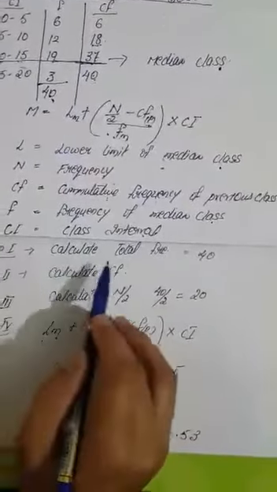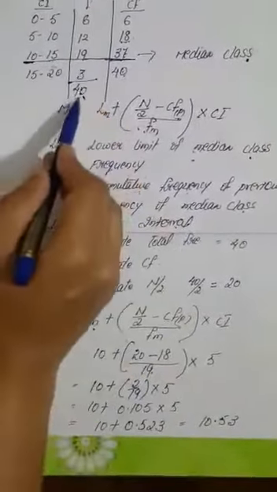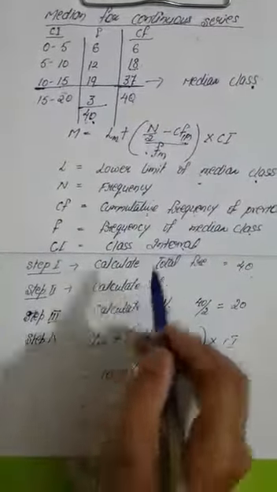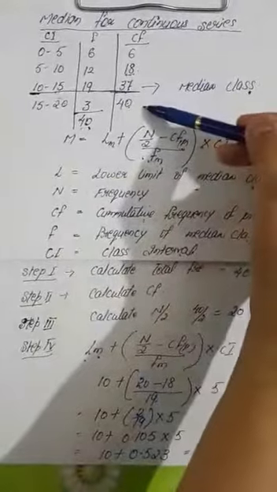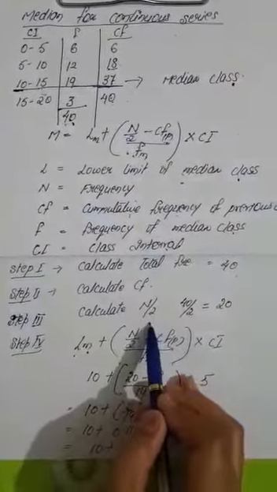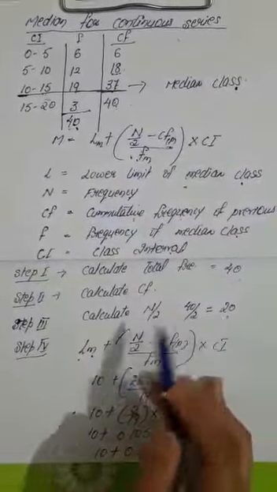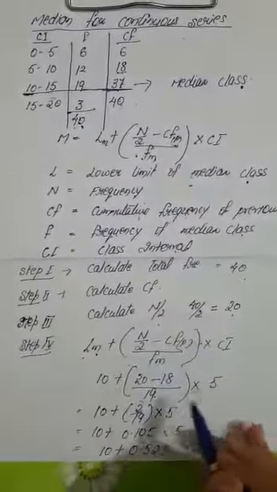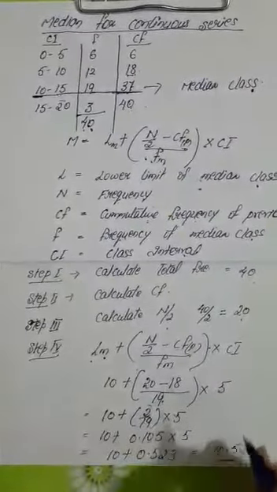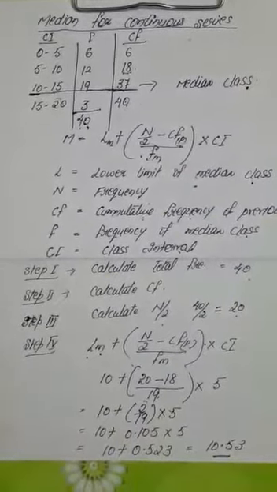First of all you have to calculate the total frequency, which we calculated as 40. The next step is to calculate the cumulative frequency. The third step is to calculate n by 2, which we got as 20. Now apply the formula, fill in all the values, and get your answer, which will be the median. So it is very easy to find the median for the continuous series.